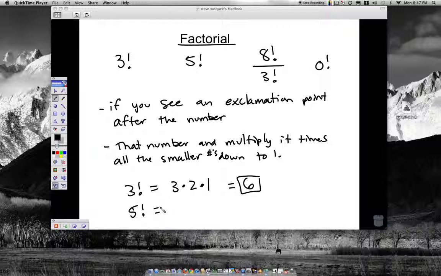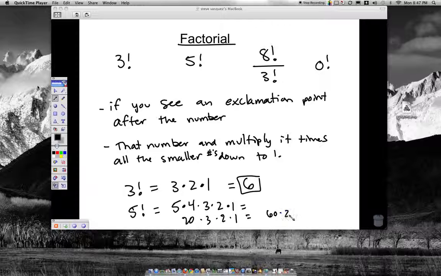If I take 5 factorial, we'll see how much bigger it is than 3 factorial. So I've got 5 times 4 times 3 times 2 times 1, which is 20 times 3 times 2 times 1, which then is 60 times 2 times 1, which makes 120. So going from 3 factorial to 5 factorial, my number gets pretty darn big in comparison with 6. It's almost like when we were doing exponential growth. These things grow and get really big really fast.